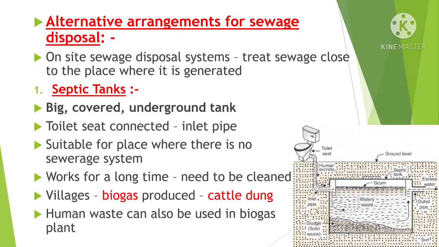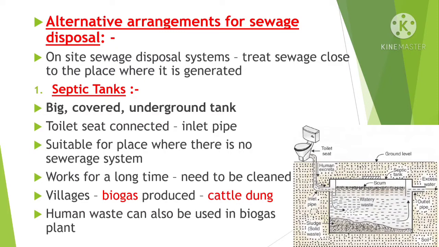A septic tank works for a long time. After that, it needs to be cleaned. Now, in some villages, the biogas or the gobar gas is produced from the cow dung. Now, the human waste or the human excreta can also be used in a biogas plant along with the cow dung.